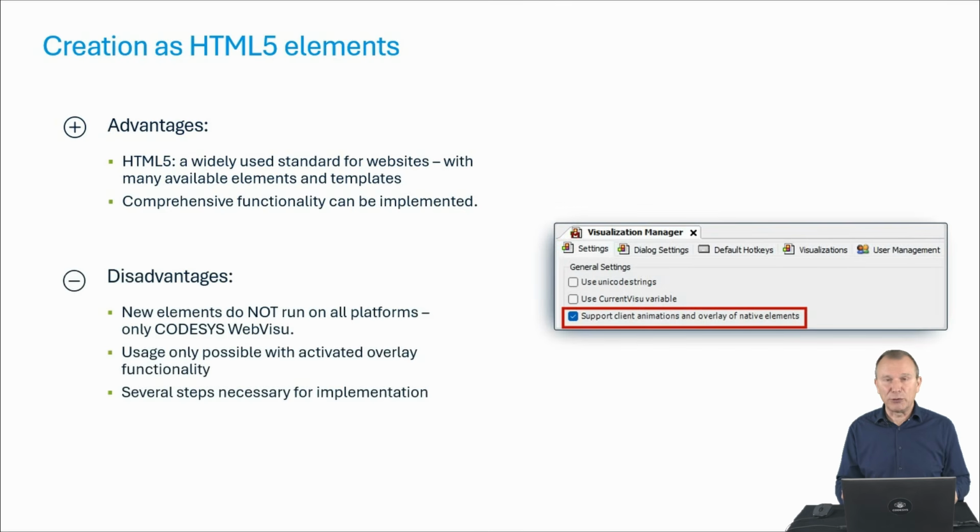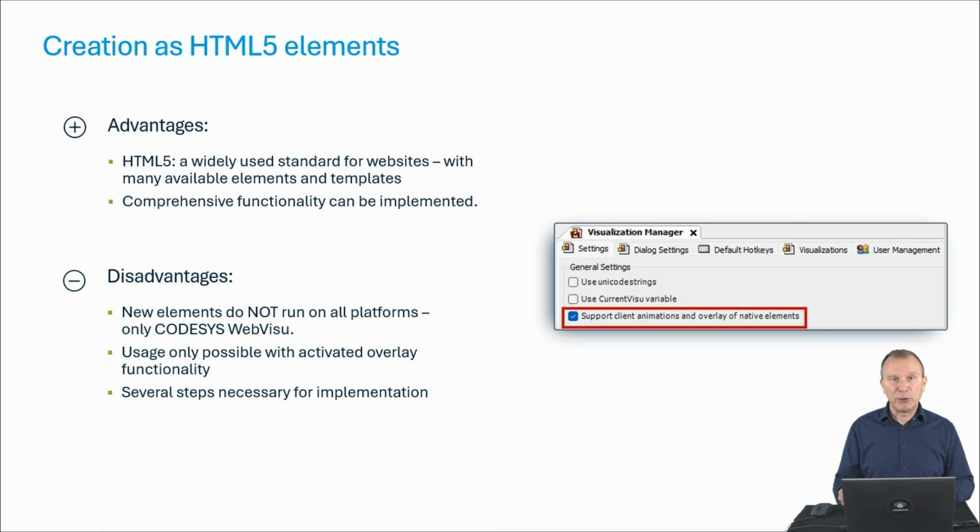However, and this is important to know from the beginning, using HTML5 has as well disadvantages. One thing is that the created elements may only be used for the CODESYS web visualization, so not for the target visualization. Furthermore, you have to activate that hook here in the visualization manager, support client animations and overlay of native elements. And furthermore, the way to implement these HTML5 elements is a little bit more complex. There are several steps to go through.